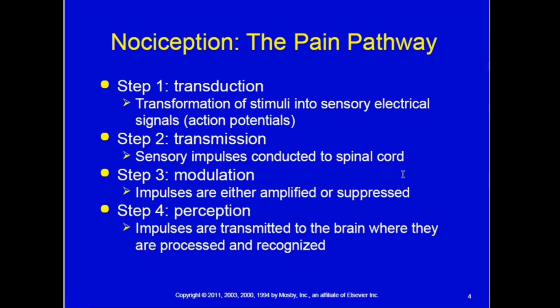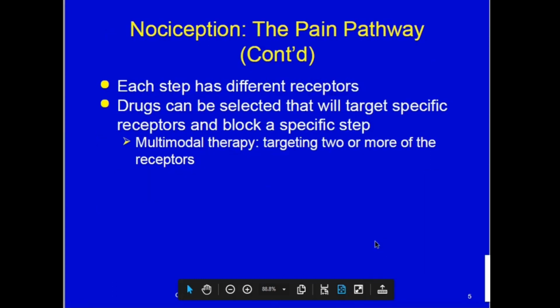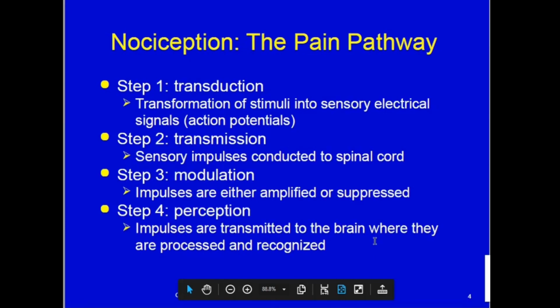Then these impulses are modulated. They may be amplified or suppressed. If it is suppressed, the patient will not get any pain. If it is amplified, then the patient will have pain. Lastly, the perception of pain. Impulses are transmitted to the brain, where they are processed and recognized, whether it is a deep pain or a superficial pain, a visceral pain or a somatic pain, and it will be perceived by the central nervous system.